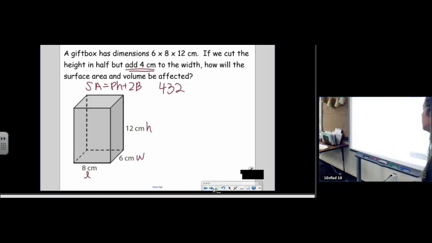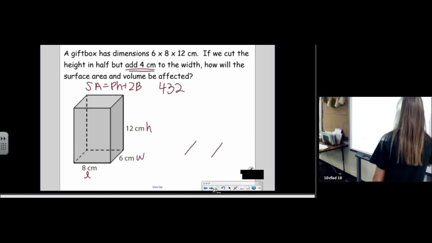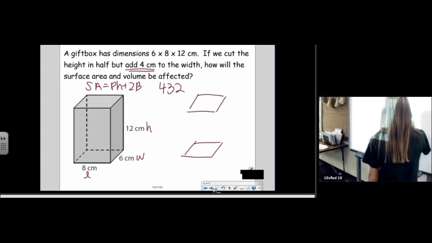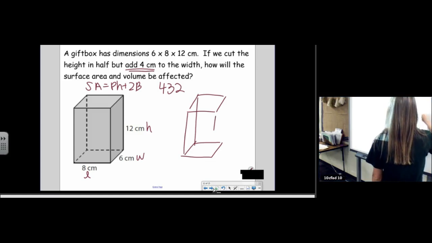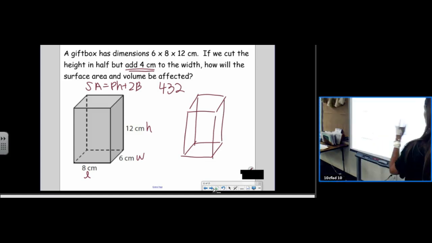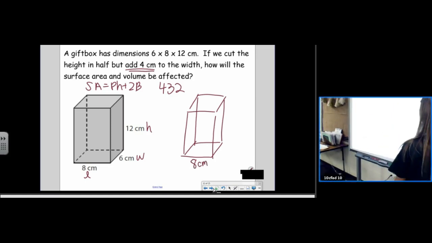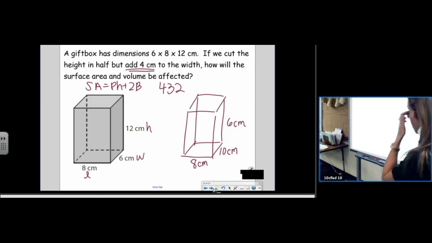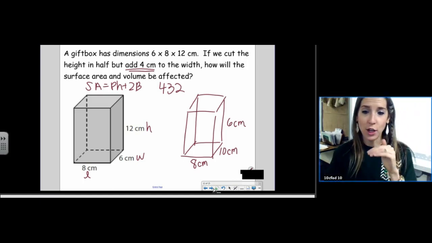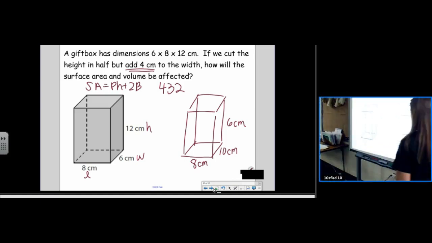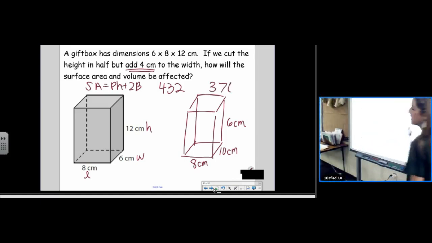All right. Now let's talk about our new prism. Do my best here. Okay. So we didn't touch the length. We're adding 4 to the width. And we are cutting the height in half. So now please find the surface area of your new prism. The surface area of this one comes out to, what did we say, 376?